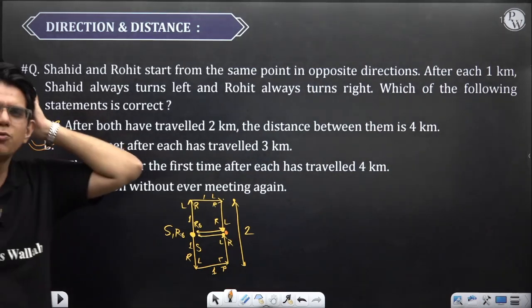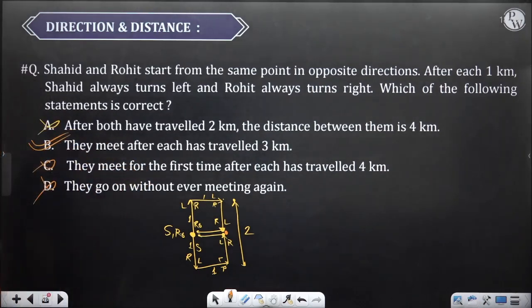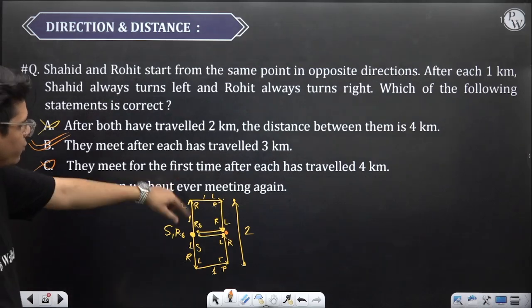This is somewhat a good question, ठीक है. थोड़ा बहुत सोचना पड़ा इसमें कि कहां पे कैसे मूव कर रहे हैं, right?